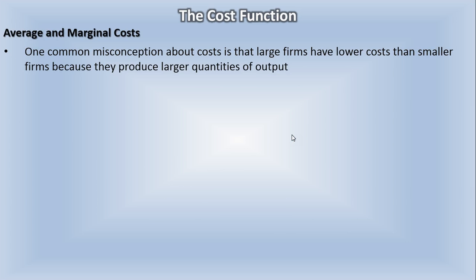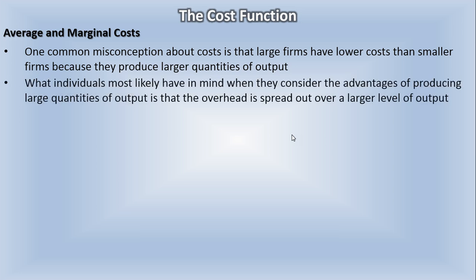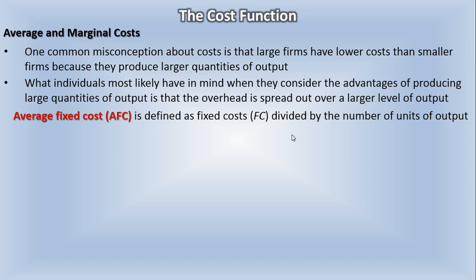All right, so one common misperception about costs is that larger firms have lower costs than smaller firms because they produce larger quantities of output. What individuals most likely have in mind when they consider the advantages of producing large quantities of output is that the overhead, the fixed cost, is spread out over a larger level of output. Therefore, it's important to consider the average fixed cost.